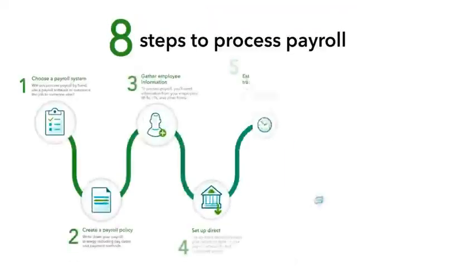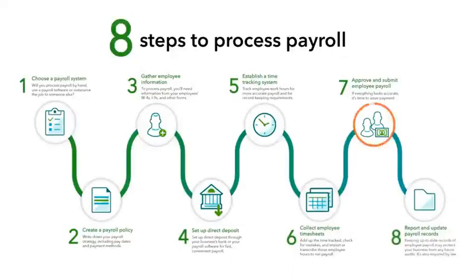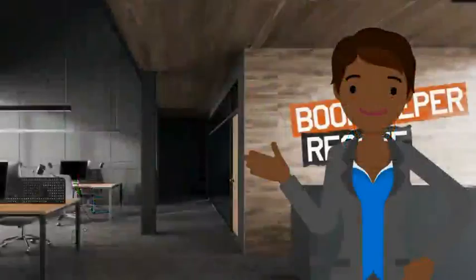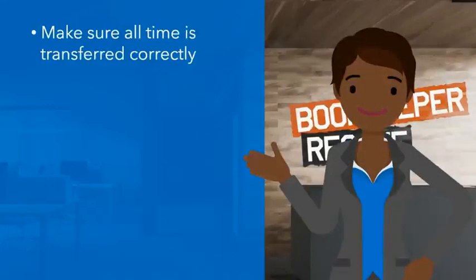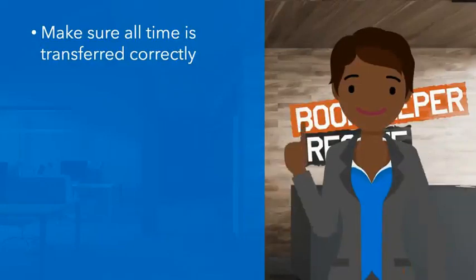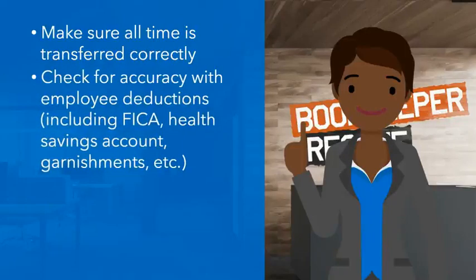Now that we know our timesheets for each hourly employee are correct, it's time to approve them, input them into our system to calculate net pay, and submit it so we can show them the money. The first step is to make sure all time for all employees and non-employees is transferred correctly. Once we have time transferred into the software, it's time to ensure all of our deductions are taken out.